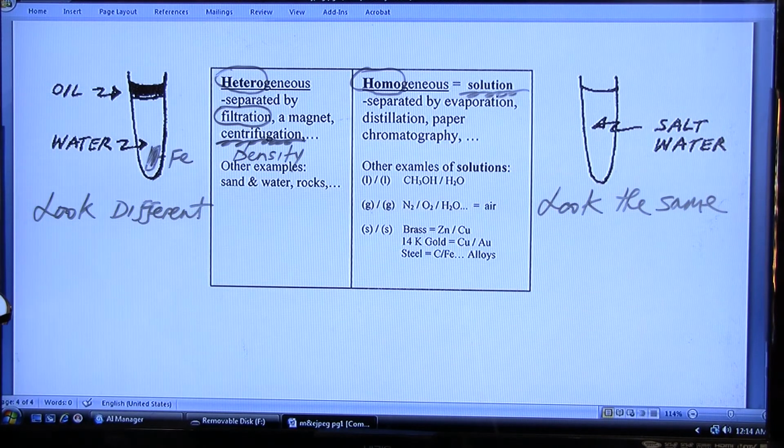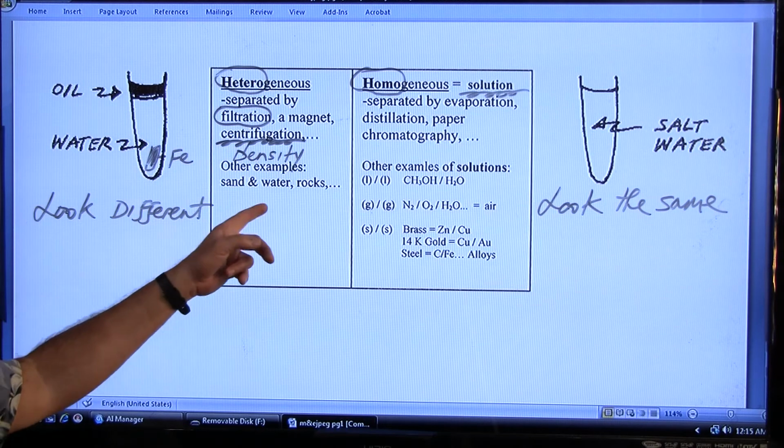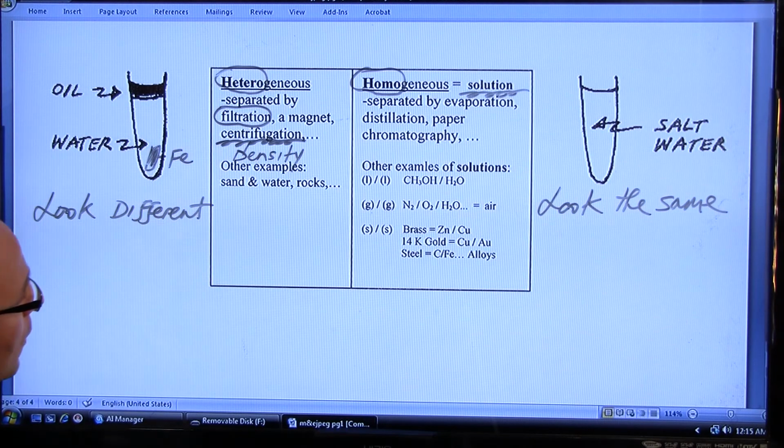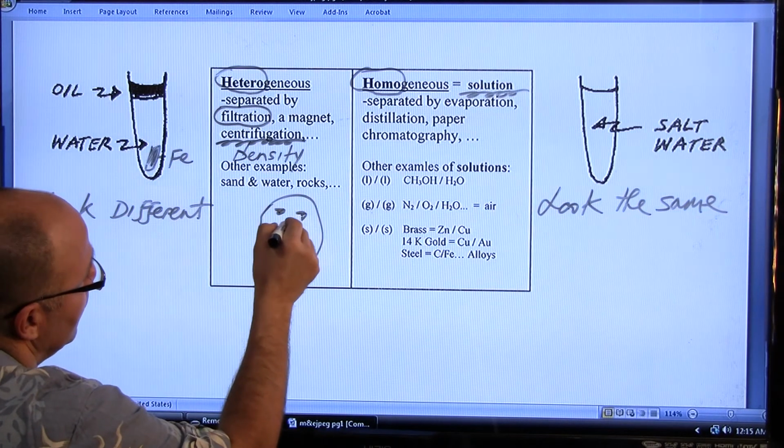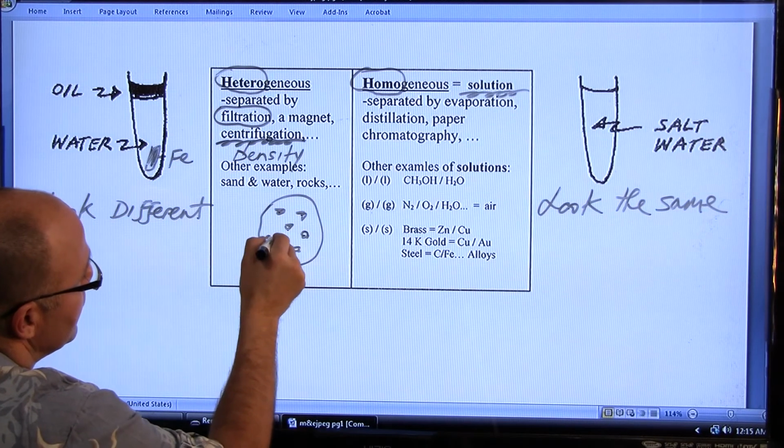Other examples of heterogeneous mixtures would be sand and water, because again, the sand doesn't dissolve in the water. Or rock, any rock. Obviously, when you look at a rock, you can make out its different components, its different minerals.